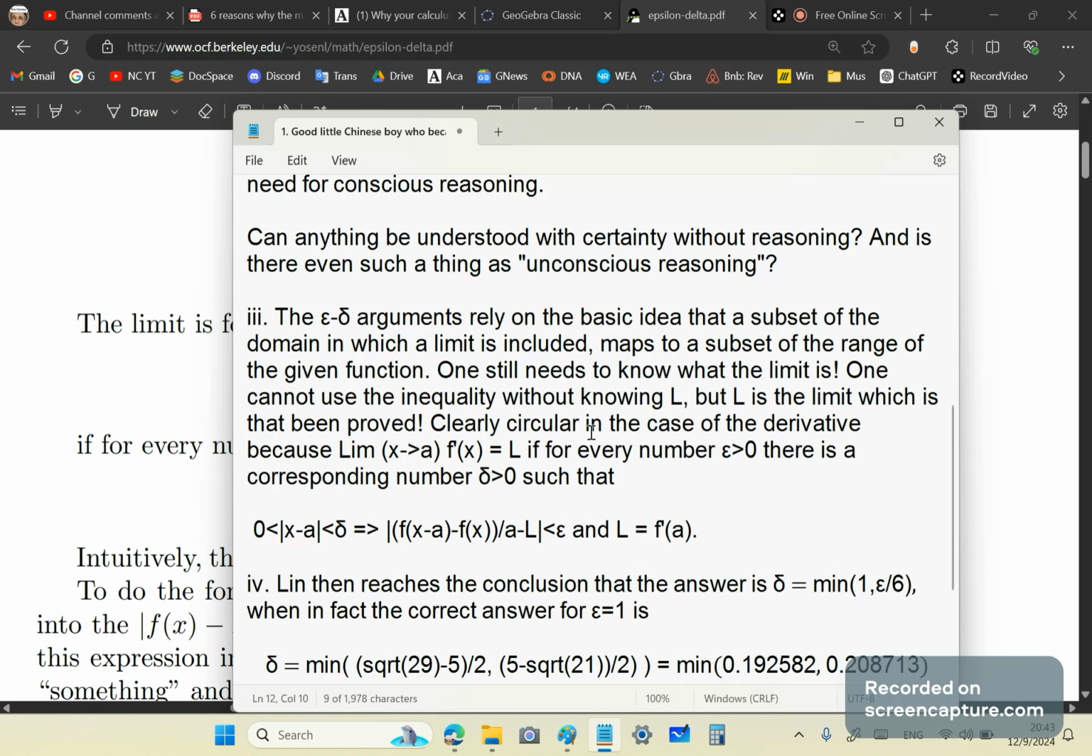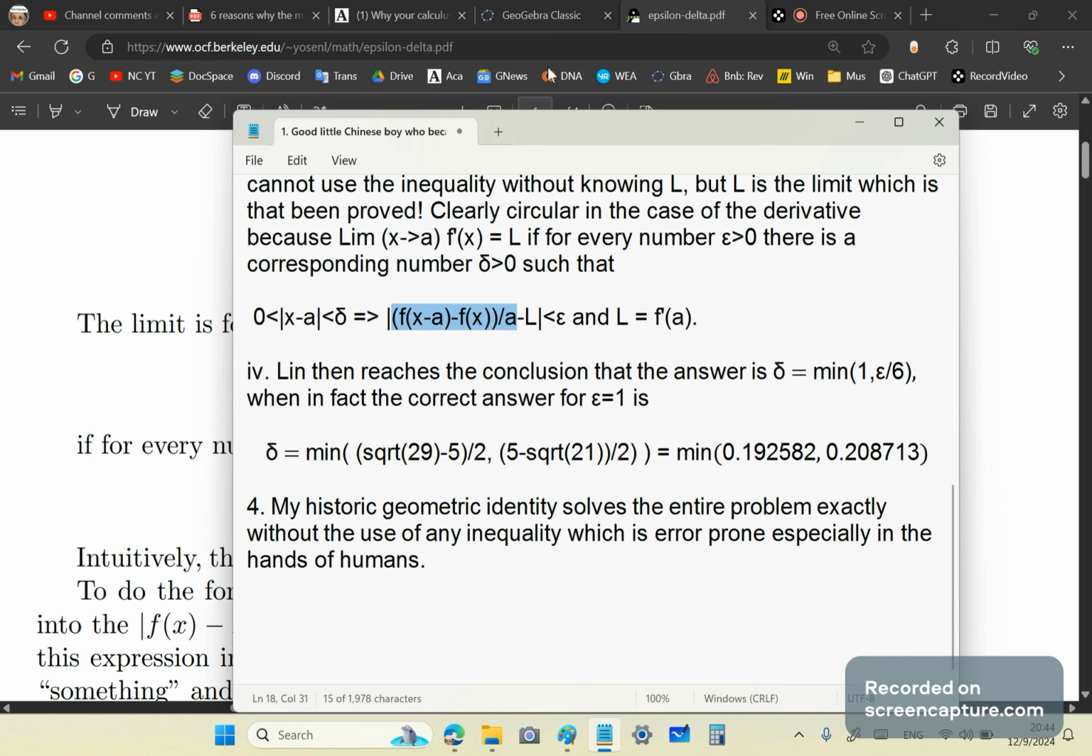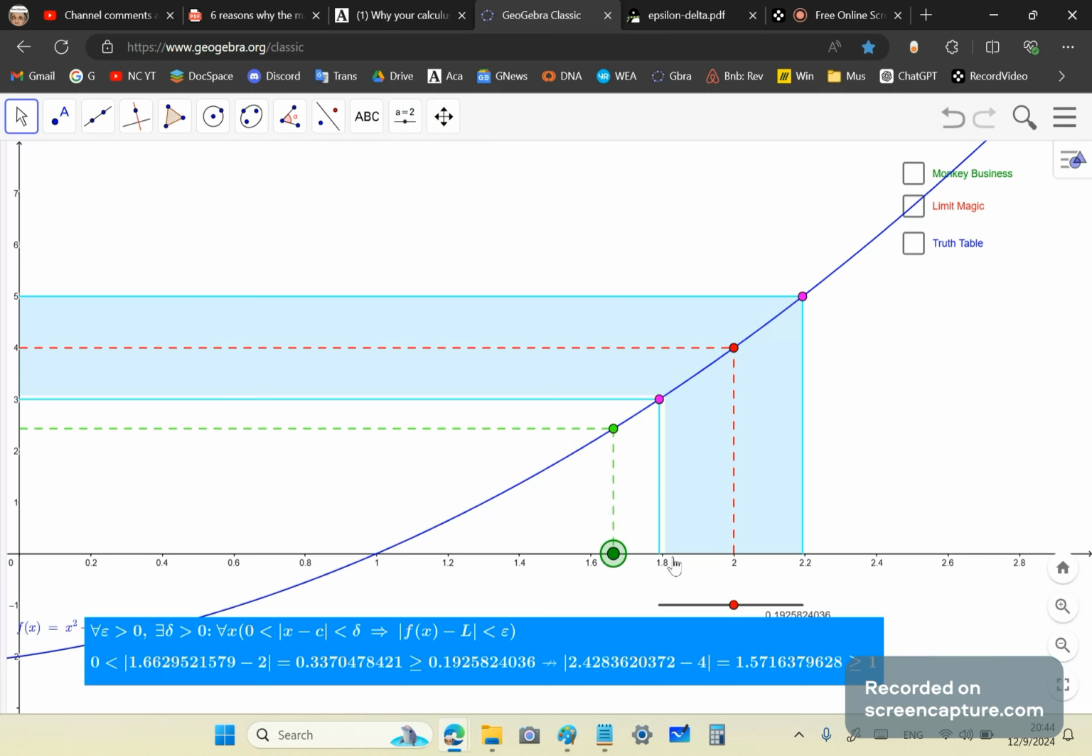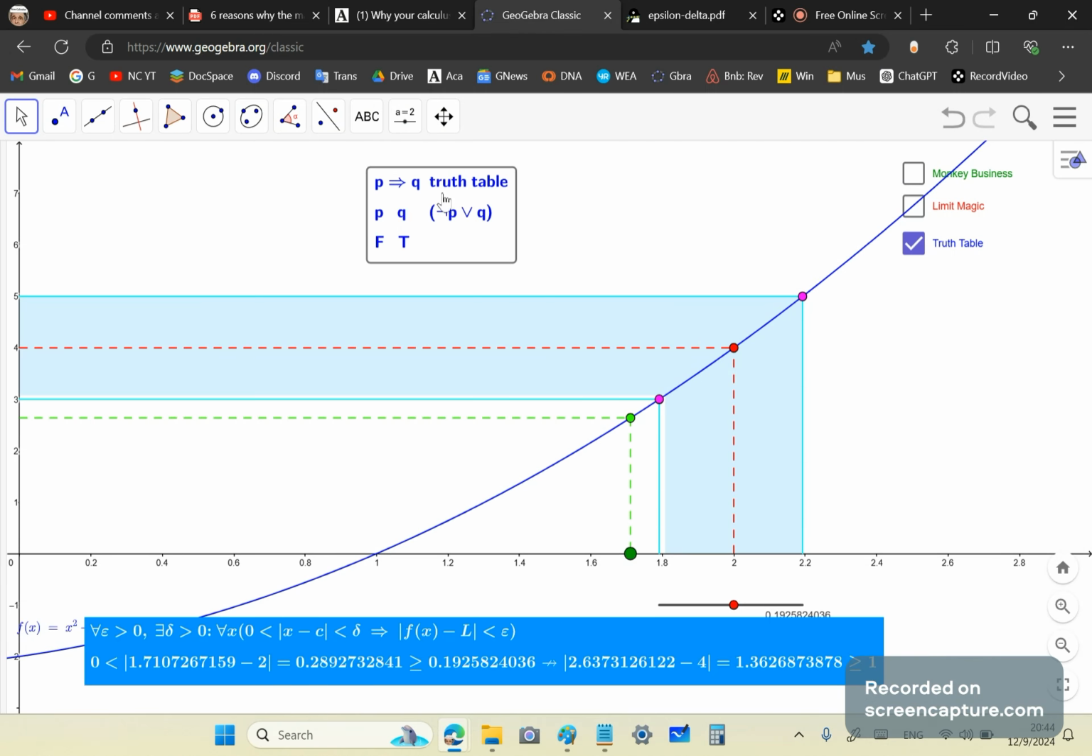So one still needs to know what the limit is. One cannot use the inequality without knowing L, but L is the limit, which is what needs to be proved. So clearly circular. And in the case of the derivative, you can't use f of x, but you have to use a finite difference. All right? So let's just go to this GeoGebra Outlet. So what we're seeing here is that, oh, and also the logicians, the bullshit logicians or non-mathematicians, have come up with an implies truth table that you see here, okay? That means not P or Q, okay?